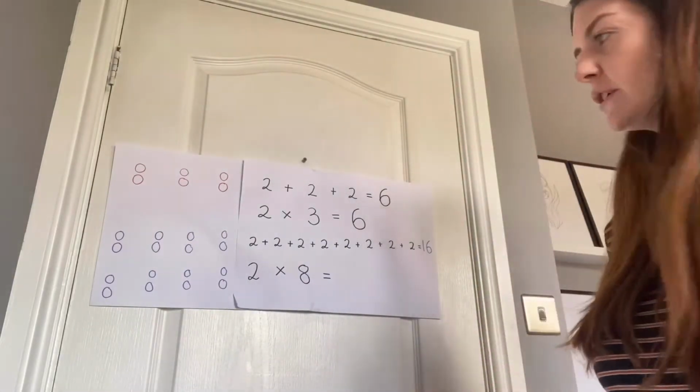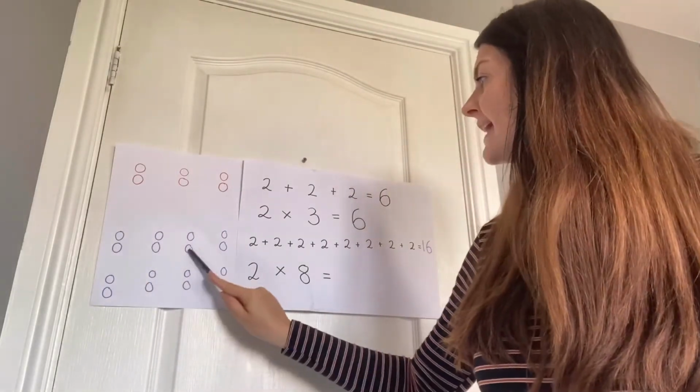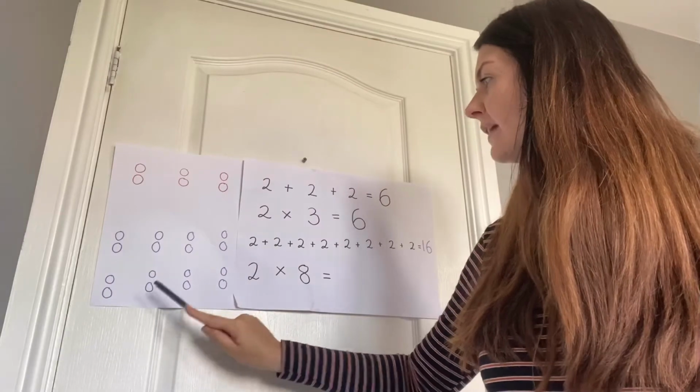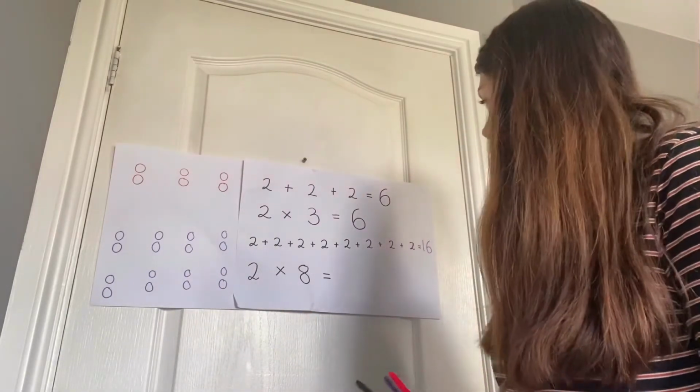And again, we do the same things. I'm going to count my groups again. 2, 4, 6, 8, 10, 12, 14, 16. And I've got my answer of 16.